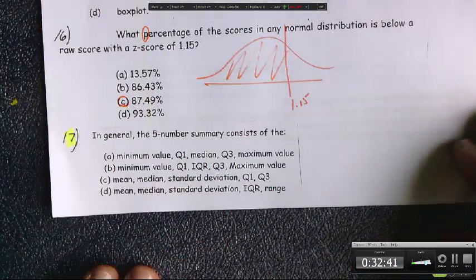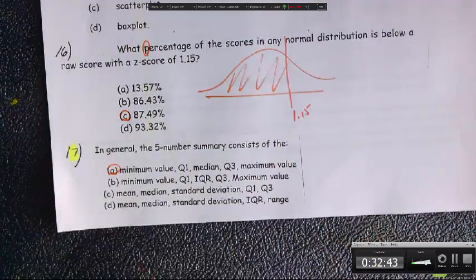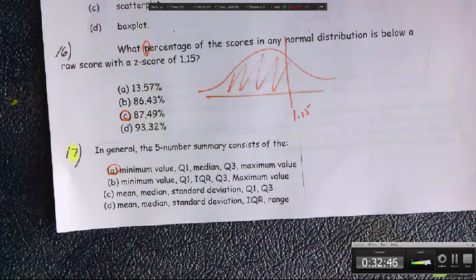In general, the 5-number summary, guys, that's just something you should know. The smallest, the largest, the middle, and the middle of the two halves. Then minimum, Q1, median, Q3, maximum.